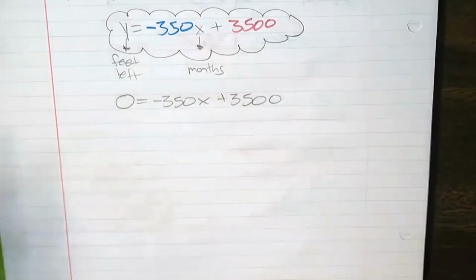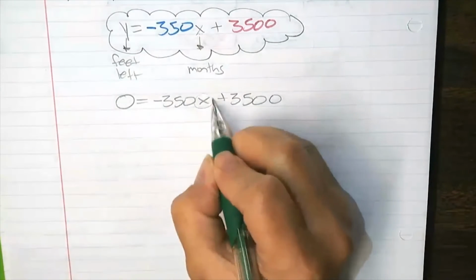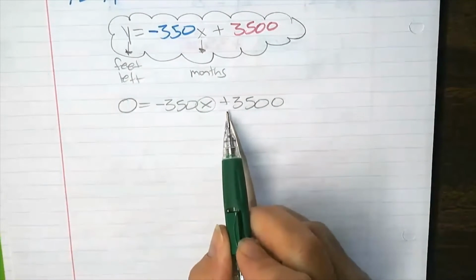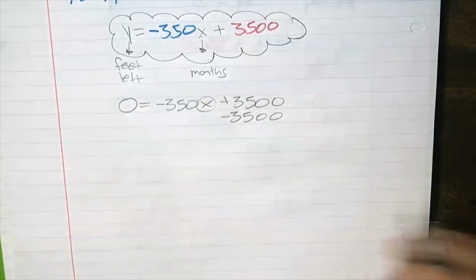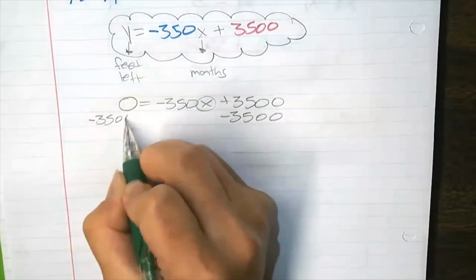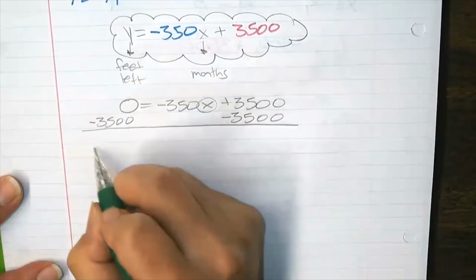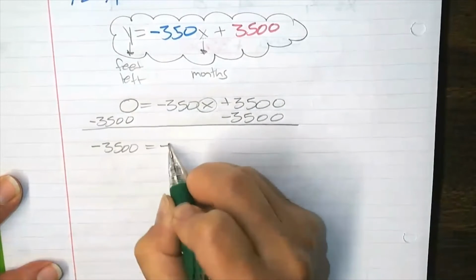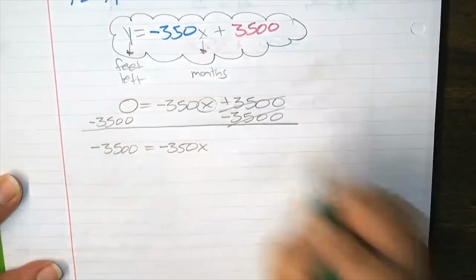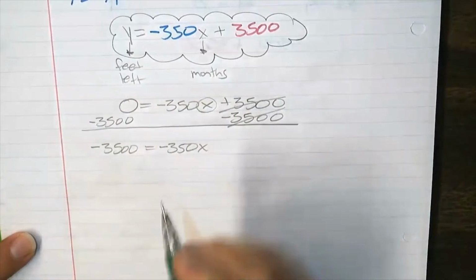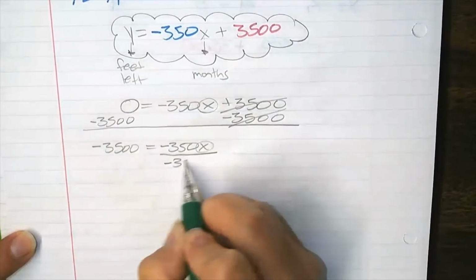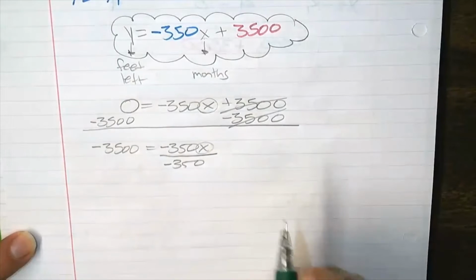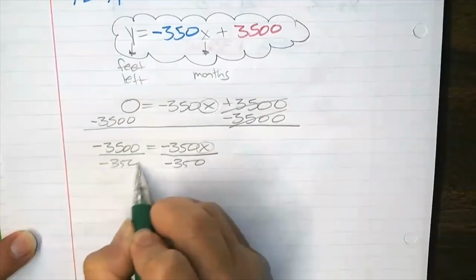Now, this is just a basic equation that you guys know how to solve. We need to isolate the variable. So I need to get rid of positive 3,500. So let's subtract 3,500. What I do to one side, must do to the other. Negative 3,500 equals negative 350x. Those guys canceled. I still need to isolate my variable. So I'm going to divide by negative 350.